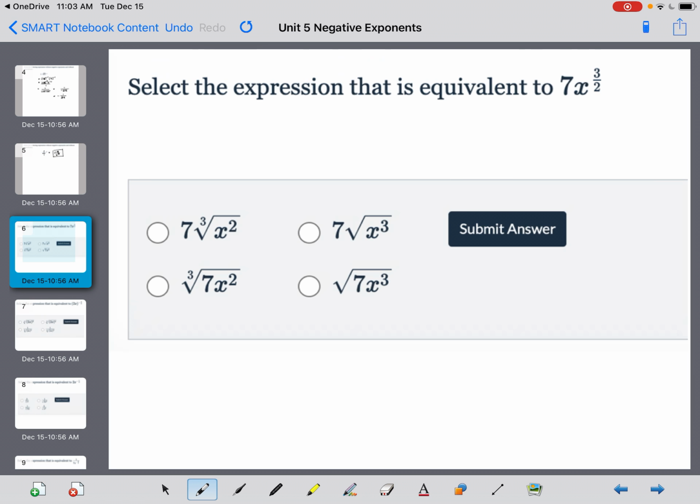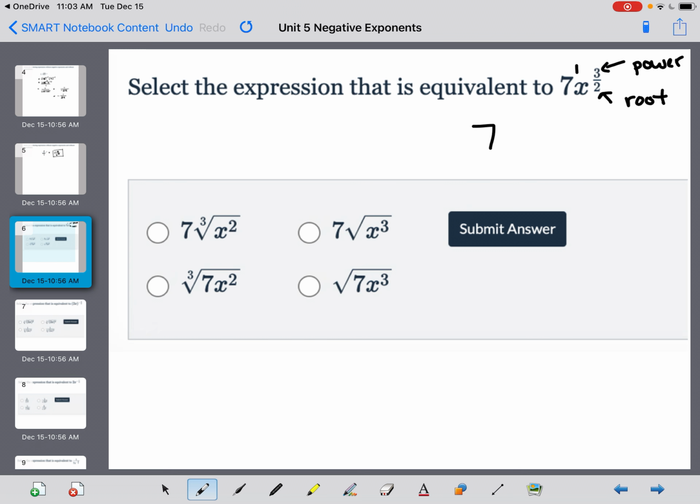All right, let's try a couple more. Now, this one doesn't actually involve negative exponents, but let's review a fractional power, and then we're going to combine the two, fractional and negative. So in the last video, we talked about radical expressions and how they are equivalent to fractional exponents. So right now I have 7 being raised to the first power, so that's its own power. X is being raised to the 3/2 power. So let's just remind ourselves the numerator is my power, the denominator is my root.